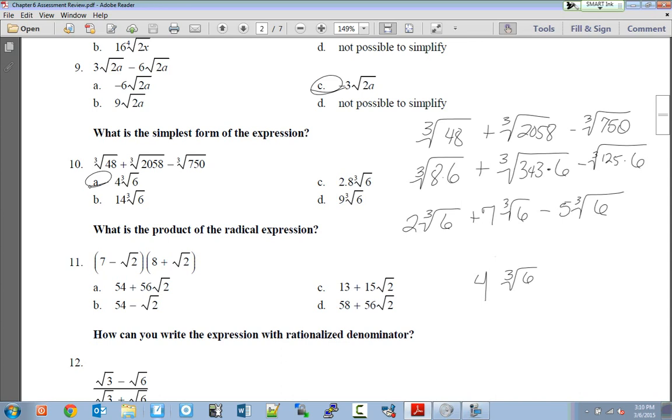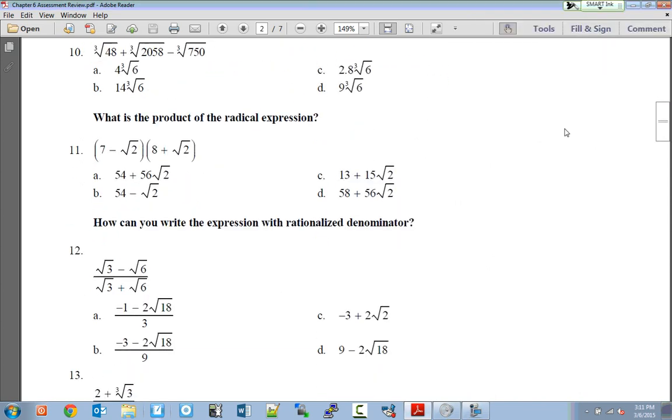Not too bad. So anytime your indexes are the same like this, but your radicands aren't, try to simplify down the radicands so that you can get the same radicand for each one of them, and then you can add them together, just like we did here. That's what you want to do.